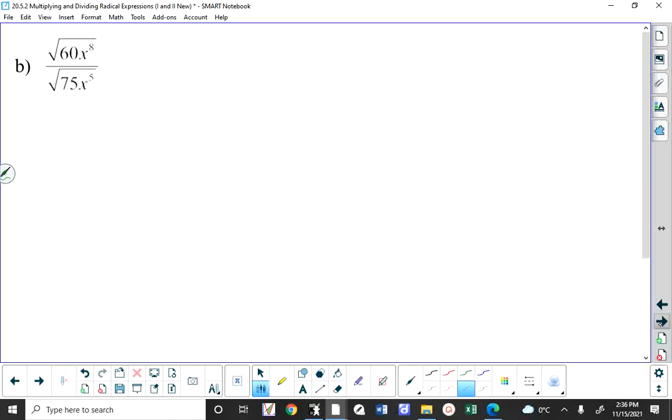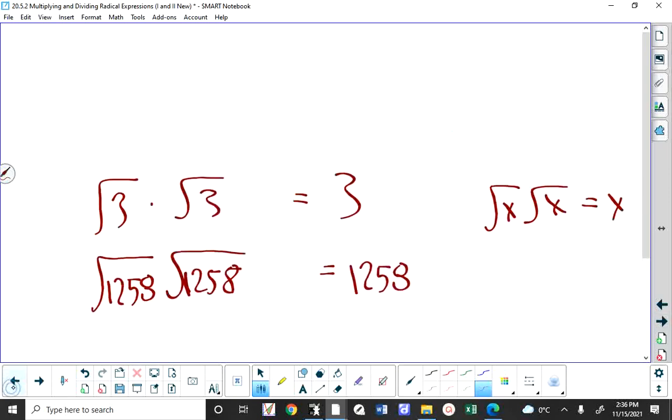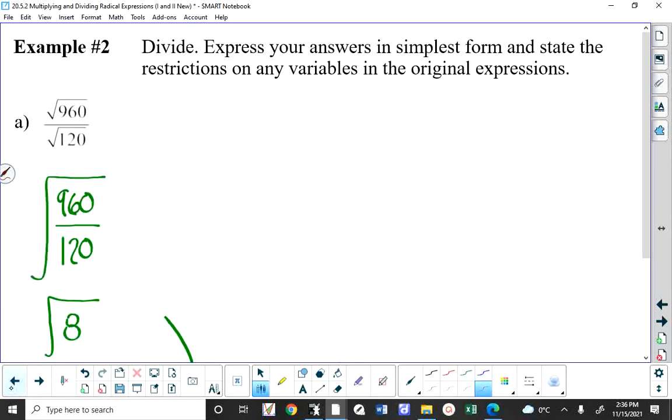Root 60 x to the 8 over root 75 x to the 5. So, okay. This can be written as the square root of 60 x to the 8 over 75 x to the 5. And I believe, everybody, that if you were to go back and look at question 1, it's very similar to this, isn't it? Except when we divide, there are no variables, and when we divided these, it worked out to exactly 8.